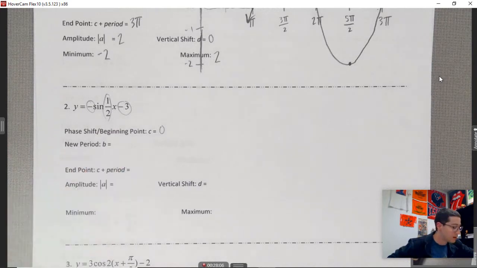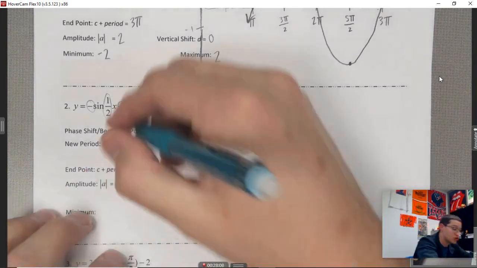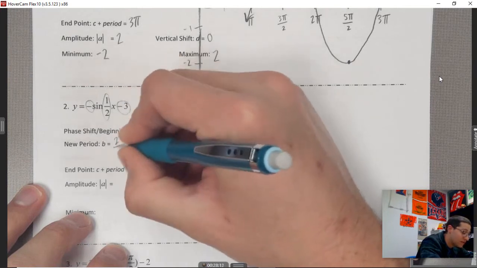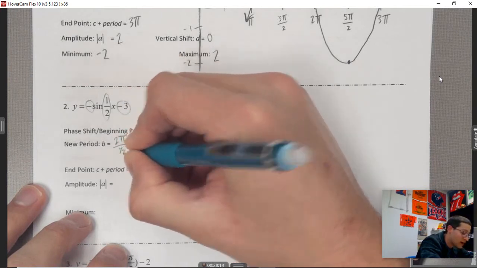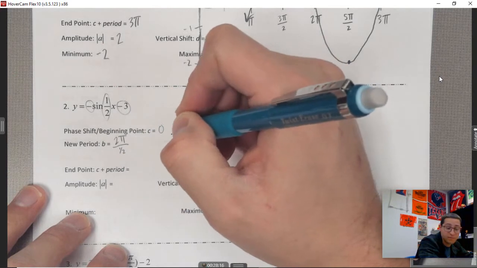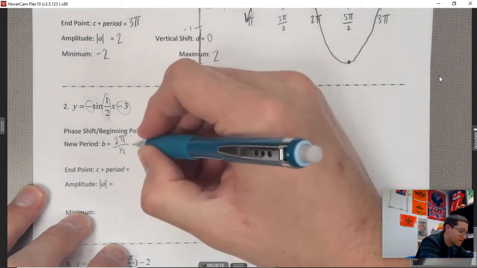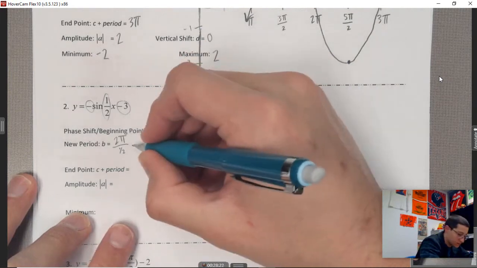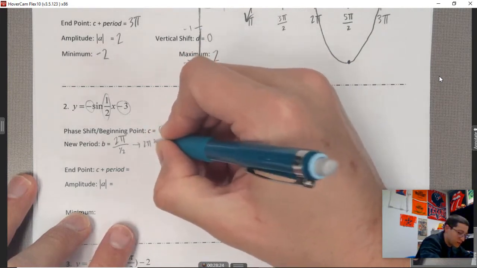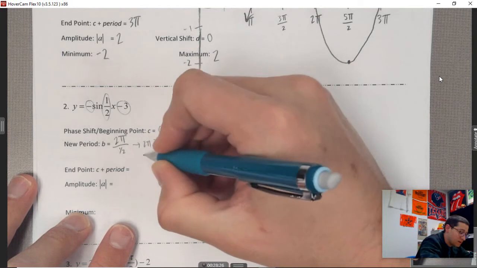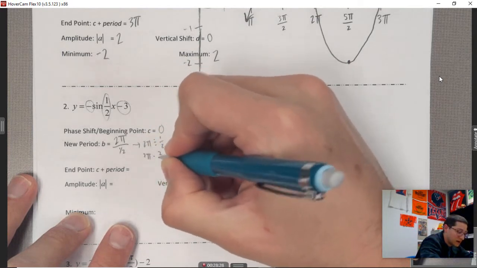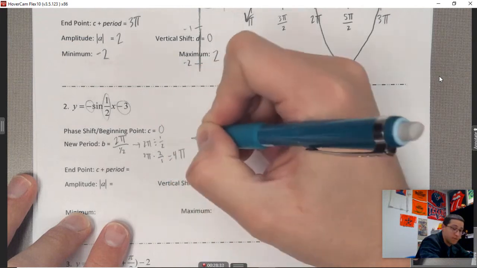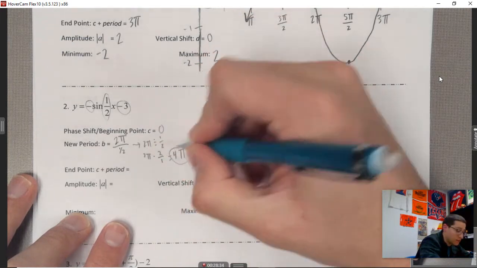Okay, the new period. Remember, this is 2 pi. I'm doing 2 pi because that's my original, but then divided by 1/2, because that's what I have here. So 2 pi divided by 1/2 is going to end up being 4 pi. One way to think about this: 2 pi divided by 1/2 is the same thing as 2 pi times 2 over 1. You're flipping it, so this ends up being 4 pi. We have to remember that my new period here is 4 pi.